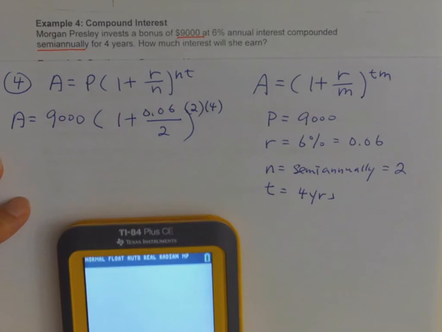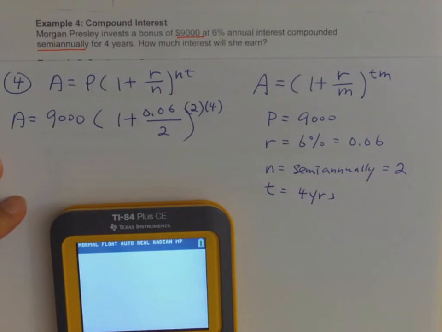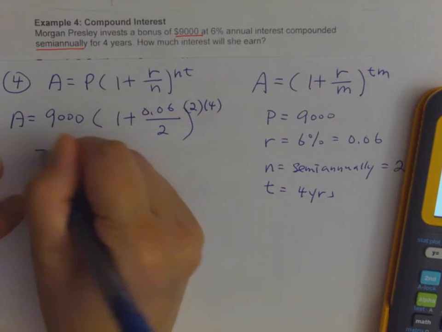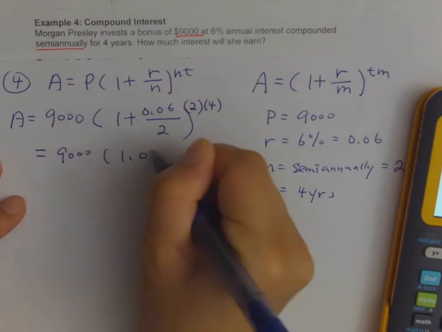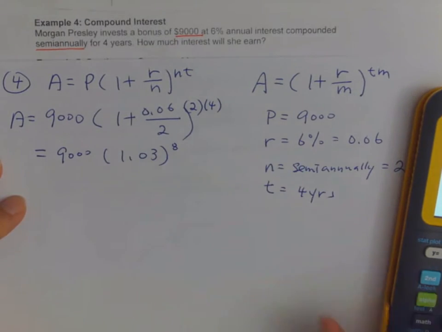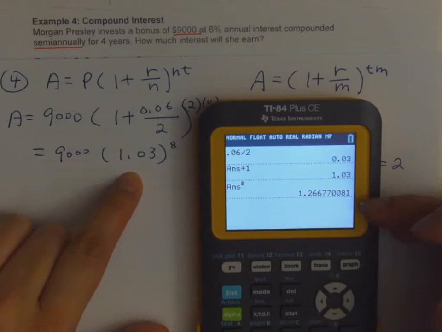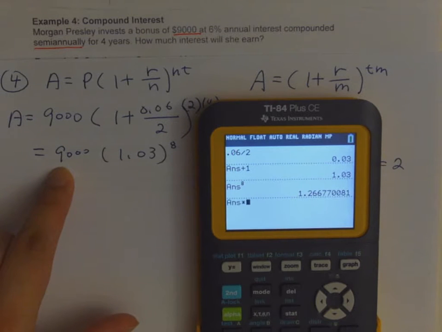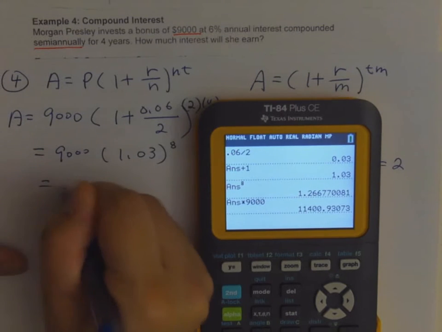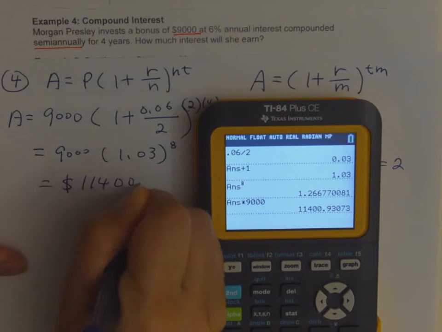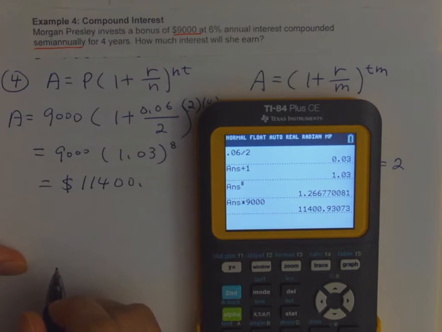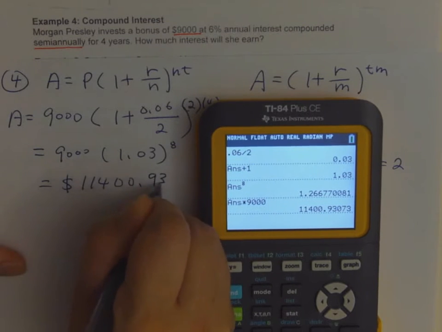I don't usually put in the whole thing in one setting, so I'm going to do 0.06 divided by 2, which is 0.03, plus my 1 is 1.03, right? So this is 9,000 times 1.03 raised to the 8th power. Don't round this number until the last step, okay? Use that decimal number times my $9,000, which gives about 11,400. Because it's money, I'm going to round it to 2 decimal places, .93.